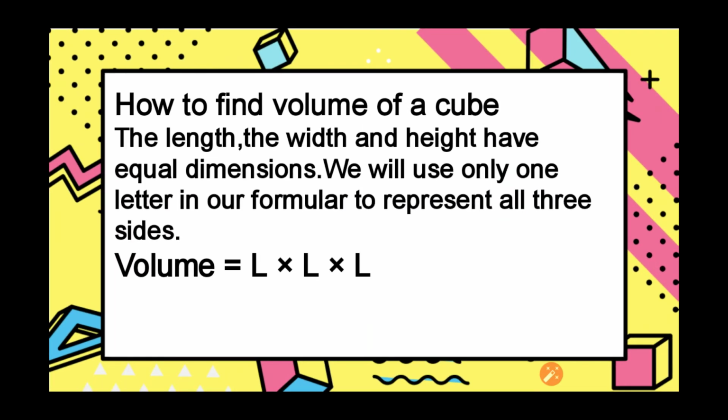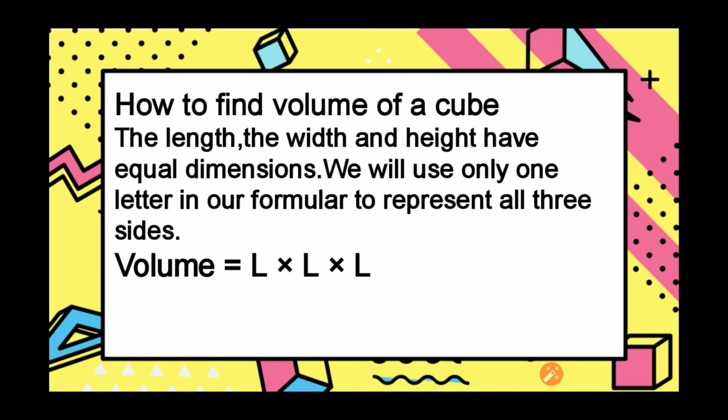We are going to go further by looking at how to find the volume of a cube. How do we find the volume of a cube? We know that the length, the width, and the height of a cube have equal dimensions. What do I mean by this? Meaning, if the length of the cube is 5 centimeter, the width will be 5 centimeter, and the height will also be 5 centimeter.